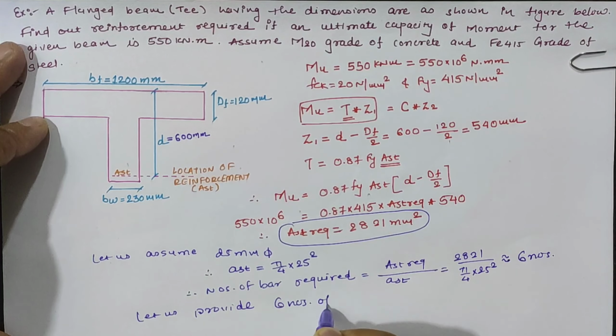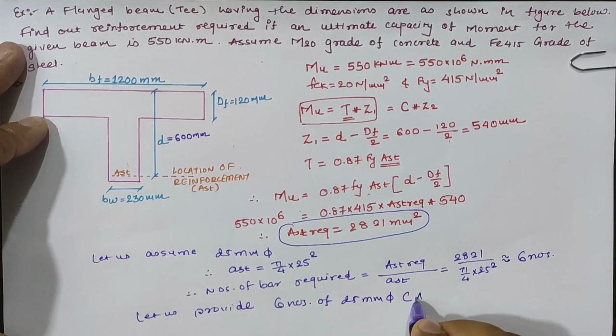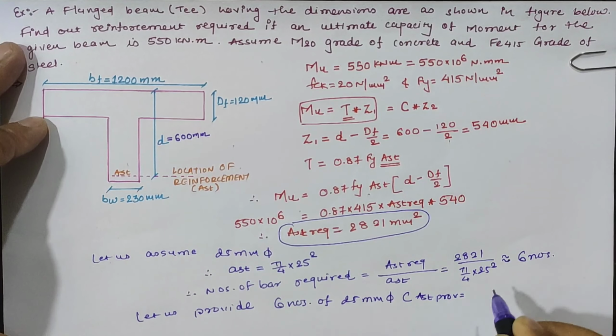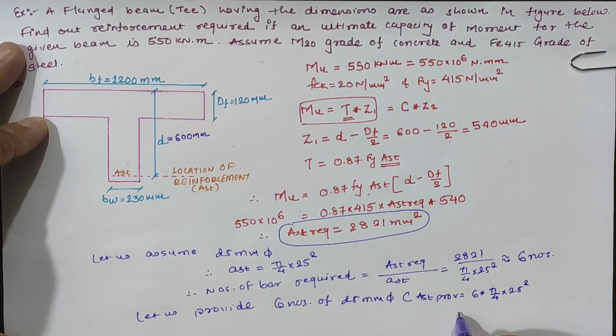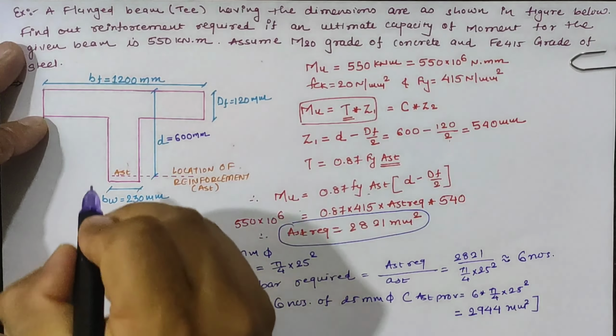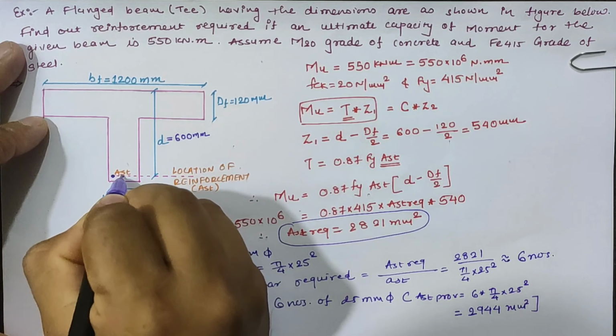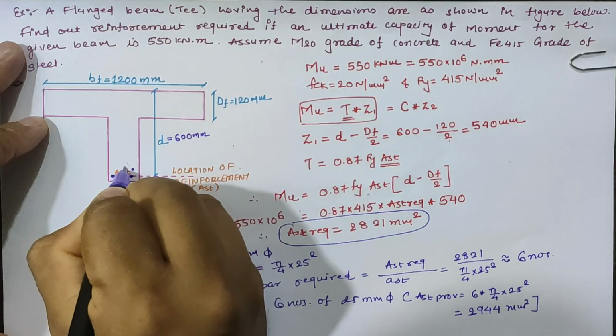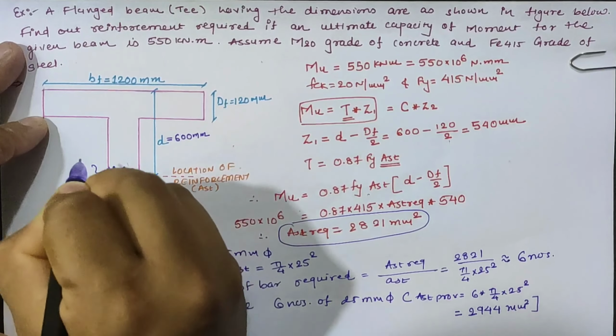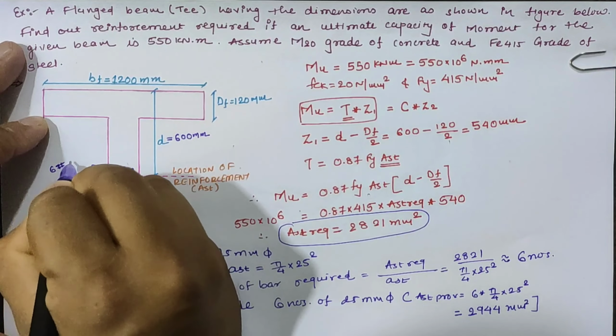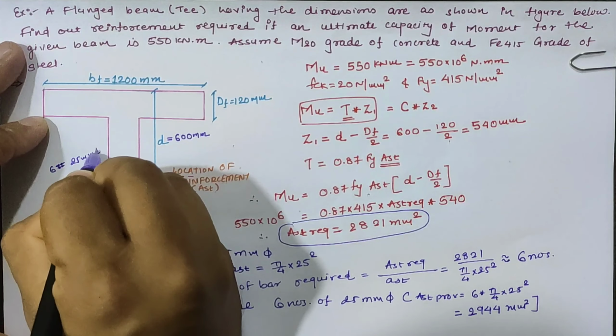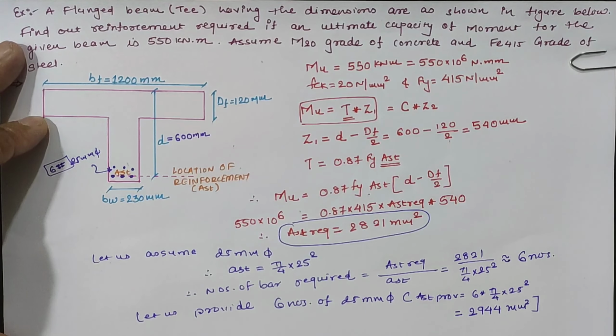So let us provide 6 numbers of 25 mm dia bar as AST. Hence AST provided is equal to 6 times pi by 4 d square, which is equal to 2944 mm square as area of steel provided. So we have provided 6 numbers of 25 mm dia bar as area of steel.